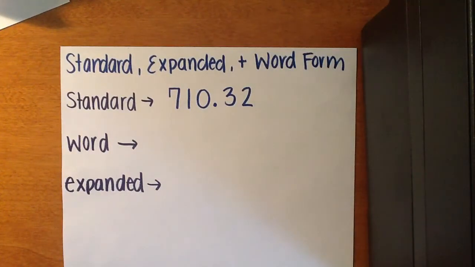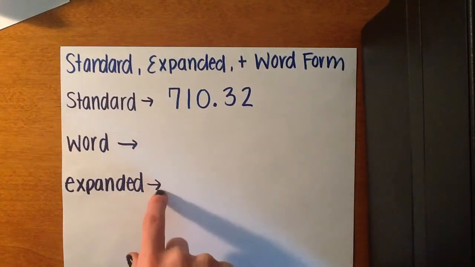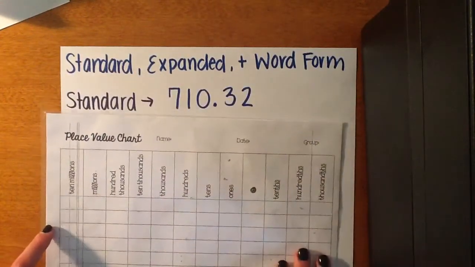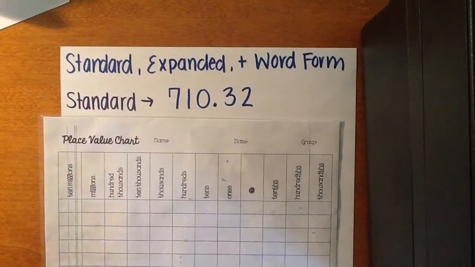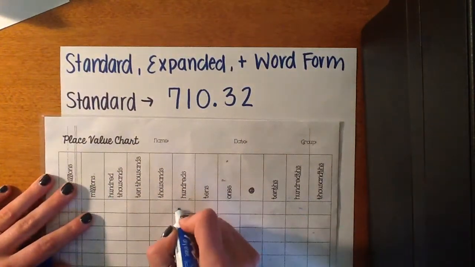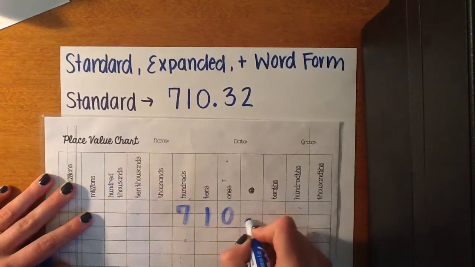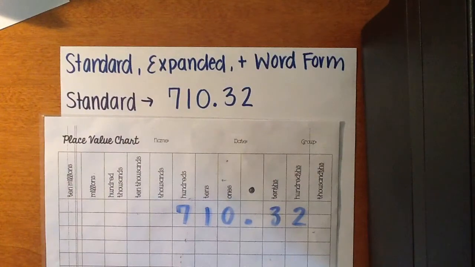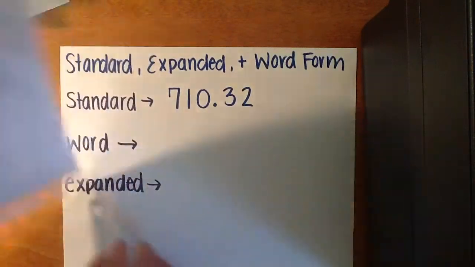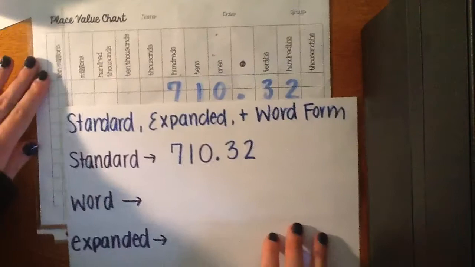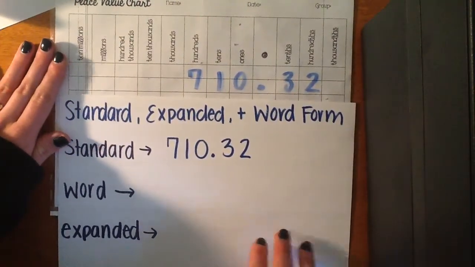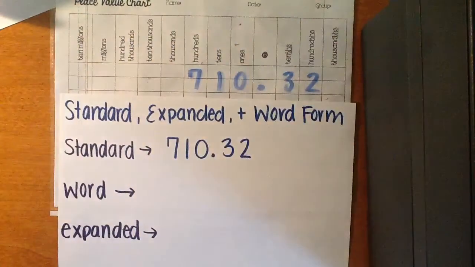So before I go and I write the word form and expanded form of this number, I like to use a place value chart. And I like to just write this number in my place value chart just so I can refer back to it when I'm doing my word and expanded form. And I'm just going to sneak that up behind here so that you can see it. Perfect. So word form is just this number written in words.